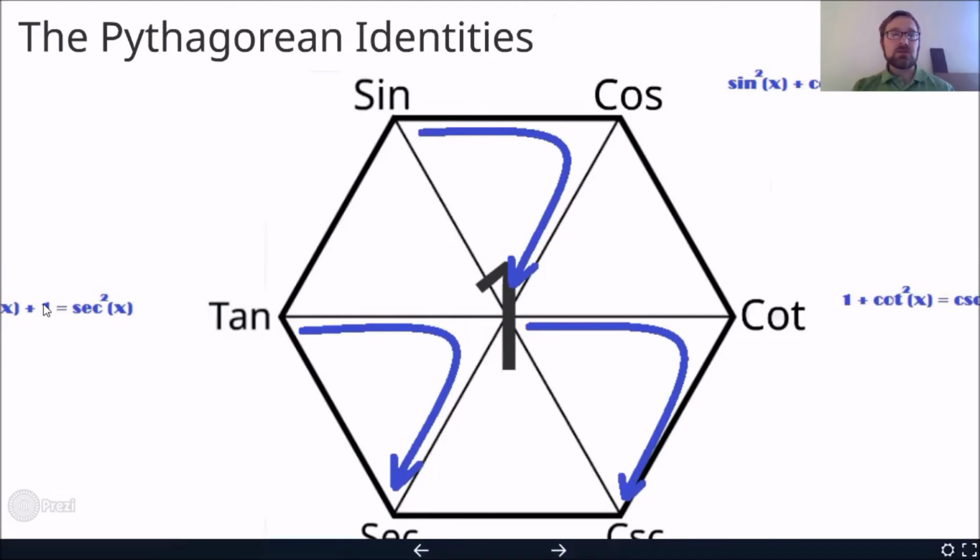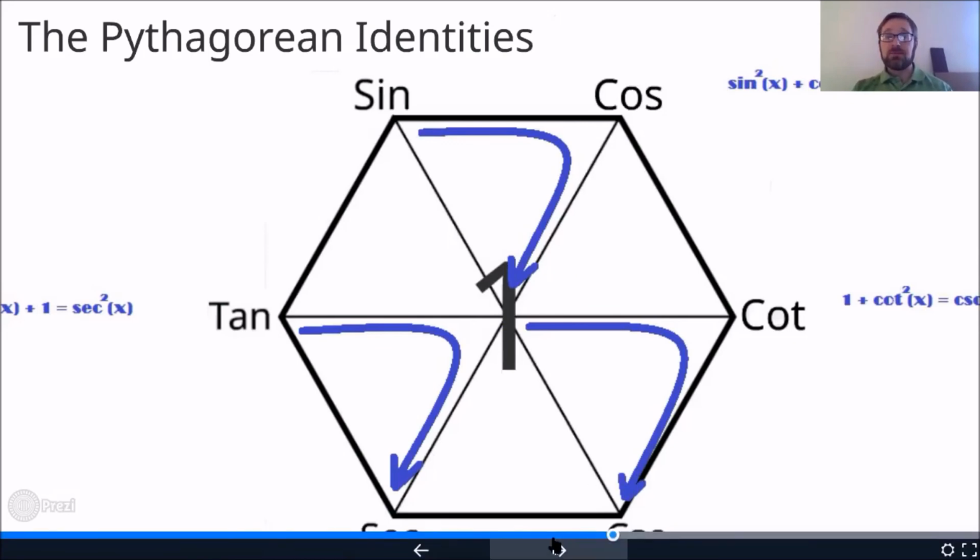And then over on this other one, I know it's kind of cut off here on my video, but you've got tangent squared plus 1 equals secant squared. So there you go. Hopefully that will work out for you, and you'll do well with that.